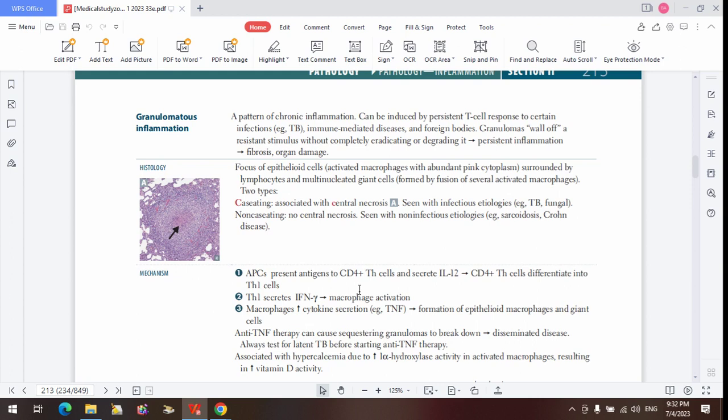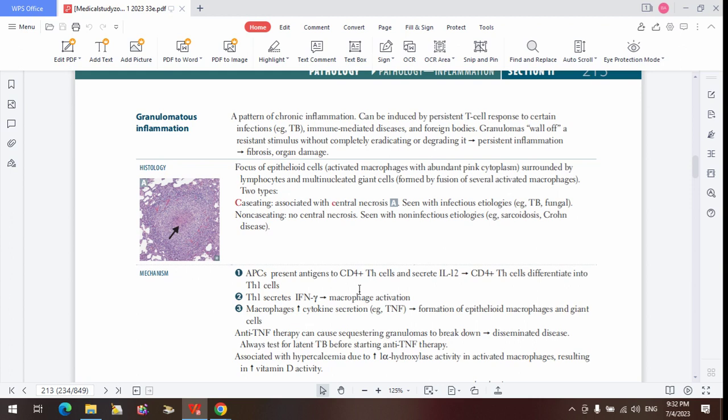So what are the stimuli? Infections like tuberculosis, there are a lot of them. Infections like syphilis, leprosy, there are so many. If it's not an infection, it can be due to a foreign body, like someone that has inhaled silica, someone that inhaled beryllium, someone that has inhaled coal dust, like miners, so many things. And it can also be due to some immune-mediated disease. We are going to talk about that.